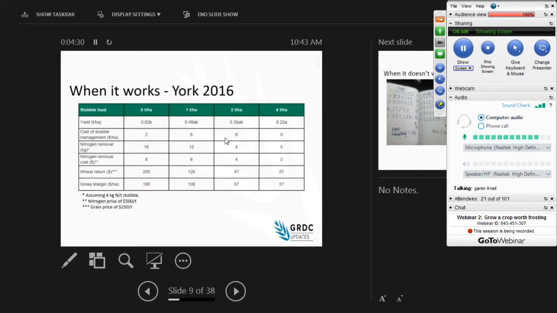When we took it through to yield, this is Rebecca Jenkinson's trial, a badly frosted site: 800 kilos per hectare, 820 kilos, returning $195 with full burn, right up to where the 4 tonne per hectare of stubble was retained. Yield was down to 230 kilos. So you can really show that stubble retention is adding to frost risk over numerous events. It's not just all about the one event, but accumulated damage over each time.